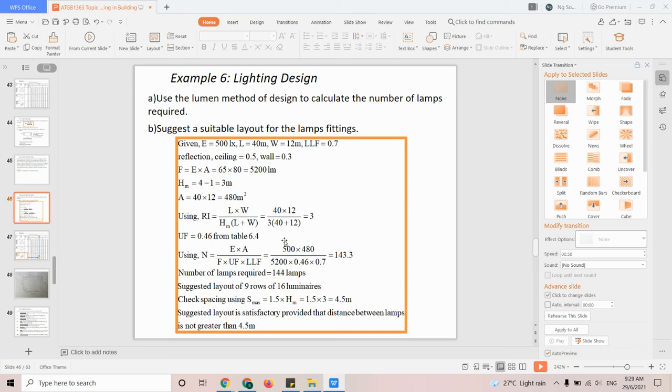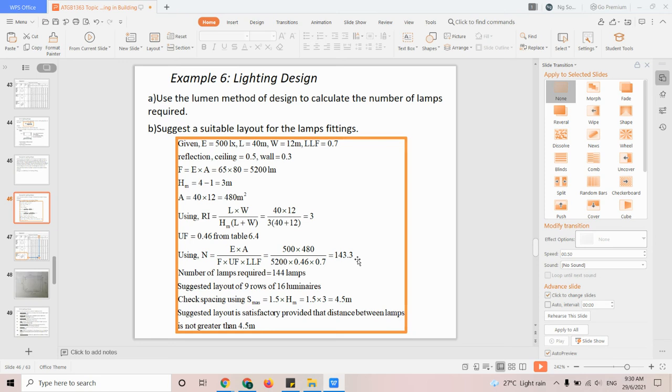So you put it into your formula, and then you multiply by the area divided by the lumen that you obtain from the lighting, which is here. And then you just multiply with your UF you obtain from table 6.4 and 0.7 as given. This is our light loss factor. So you find out that the number after you compute this formula is 143.3. As before, you cannot have 0.3 lamp.